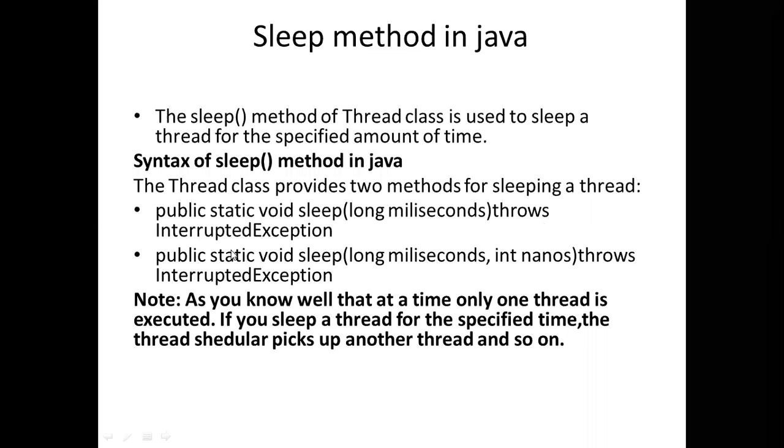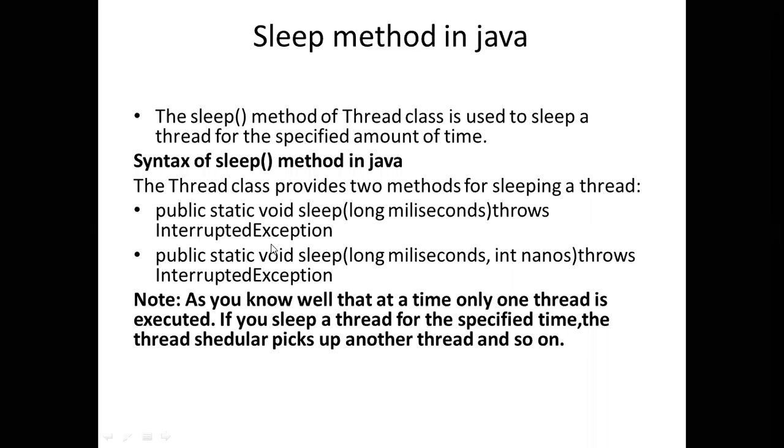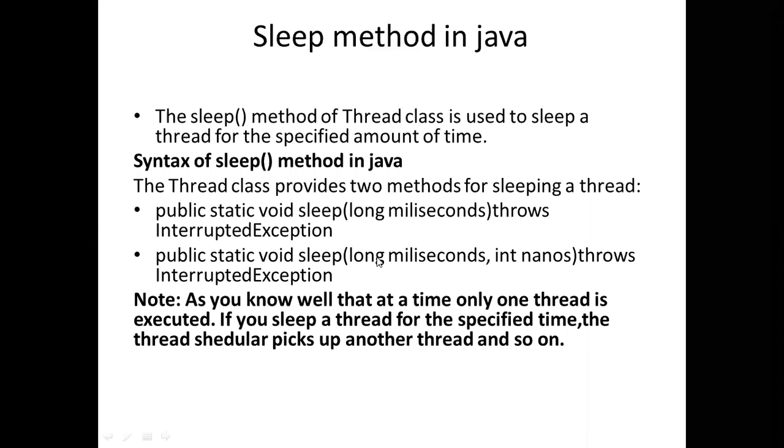And what is InterruptedException? This is an inbuilt exception in Java that interrupts the working of any type of thread. Interrupted means prompting you to do some particular task. Similarly, we have public static void sleep(long millis, int nanos), that will also throw InterruptedException.